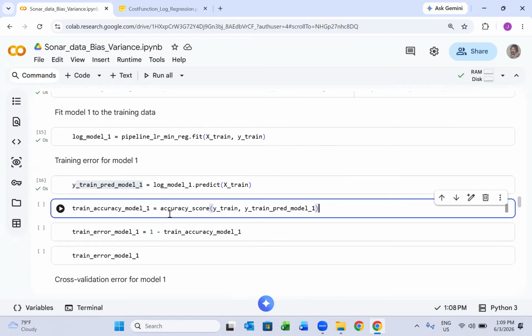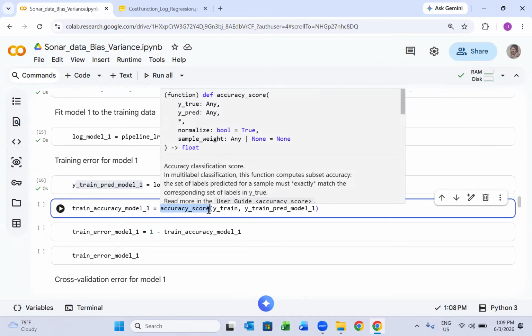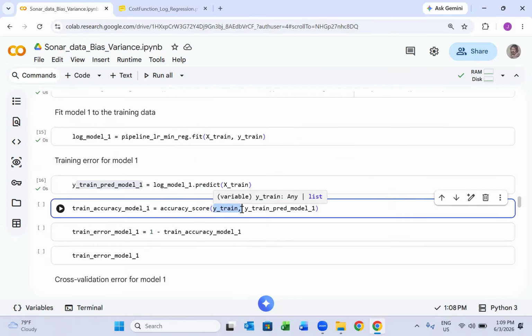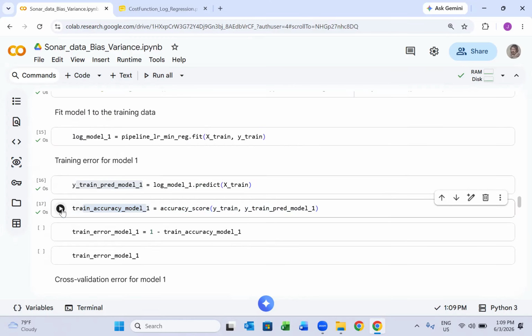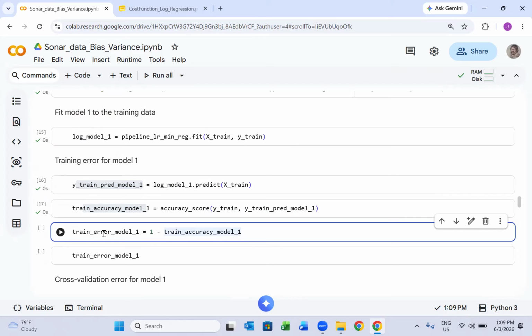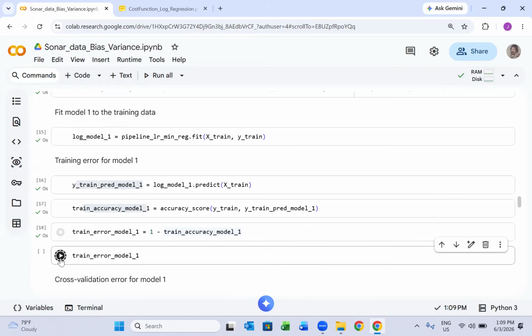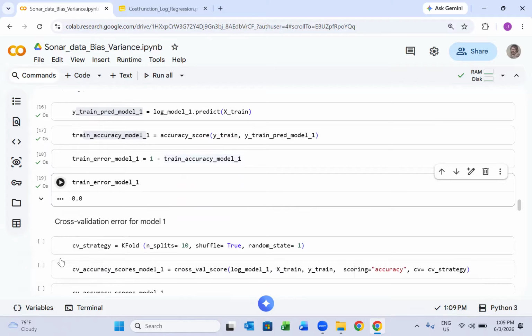I'm going to get the accuracy by using the accuracy score function. The accuracy score function takes two arguments: a variable with the actual values of the target, that's why train, and a variable with the predicted values of the target, that's why train predict model one. We are obtaining this for the training data, so that's why you see the word train specified in these variables. That variable will store the accuracy, and then we do 1 minus the accuracy to get the error. Let's take a look at the error, and the error is 0. So perfect performance.